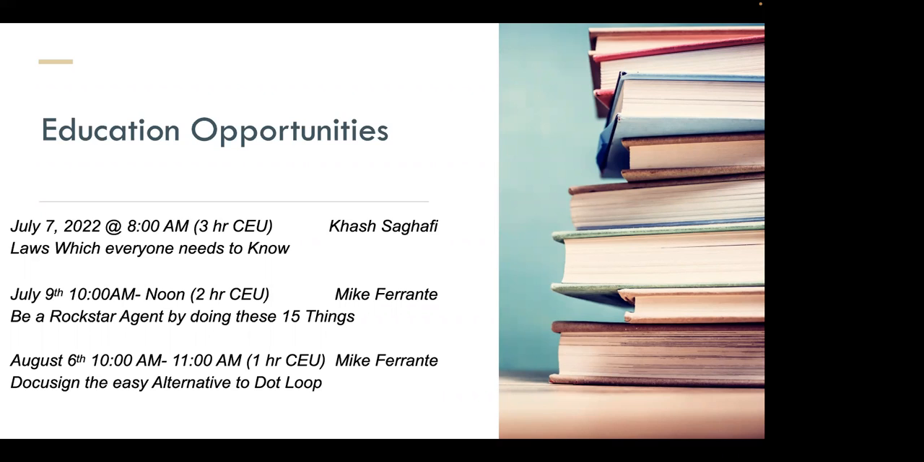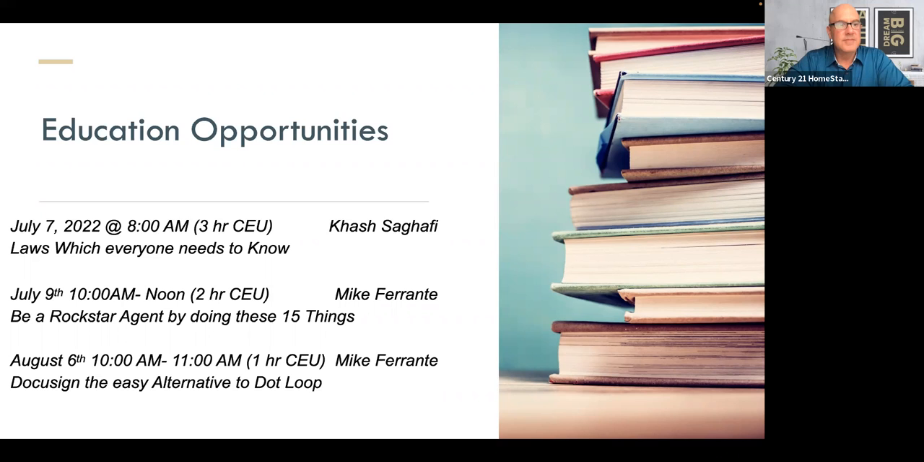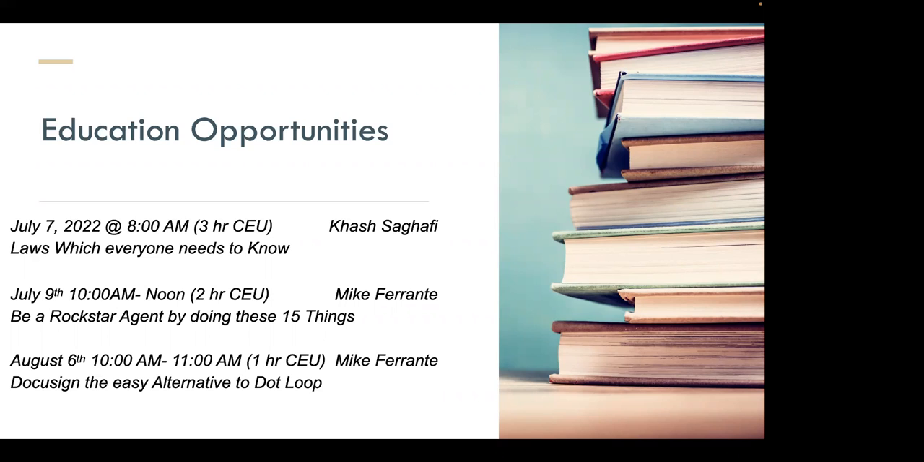But Mike's doing "Be the Rockstar Agent by Doing 15 Things." He did this a couple years ago. I did go to that class. It's really interesting. You can learn a lot of stuff, his tips and tricks, how he got to be so successful. So if you can, go and listen to this one. It's really good. He also does in August, DocuSign, an easy alternative to Dotloop.